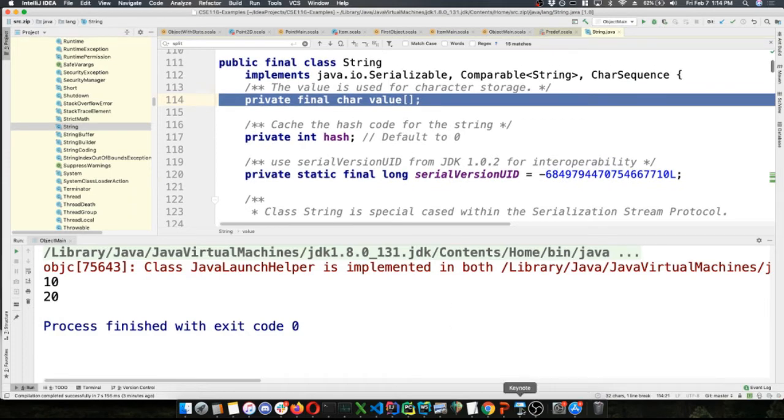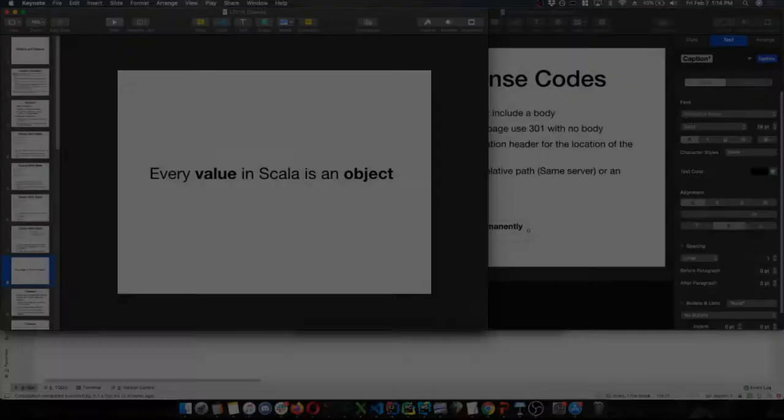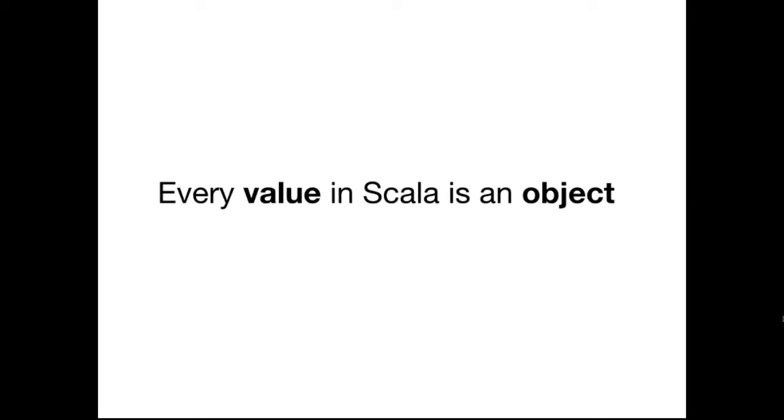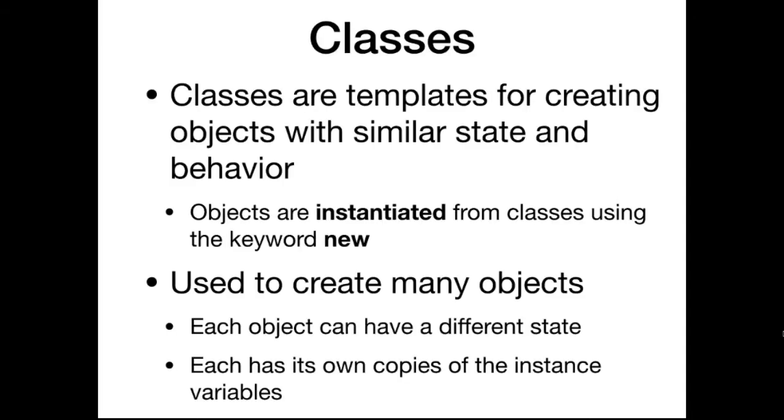So what is a class if everything's an object? Why do we have classes, and what are classes? And fun fact, classes themselves are actually objects, but we don't have to go that deep. But every value in Scala is an object. Everything we work with is an object. And classes are going to help us create new objects.